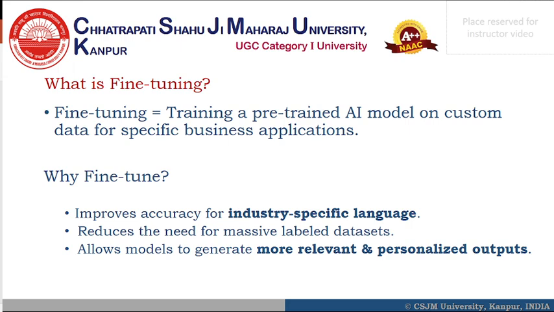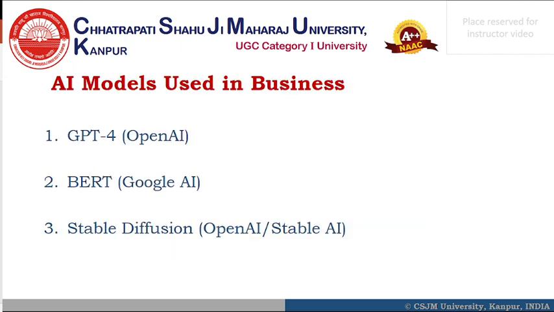So, now that we understand fine tuning, let's look at the key AI models that businesses use today. Businesses fine tune different AI models depending on their needs. Let's go over three of the most widely used models in the industry. First one is GPT-4 by OpenAI, second is BERT by Google AI, and third is Stable Diffusion by Stability AI.